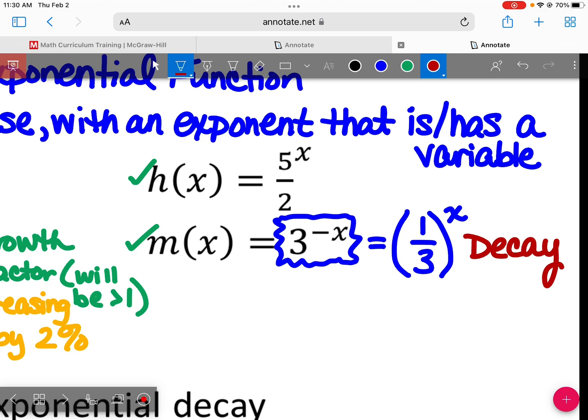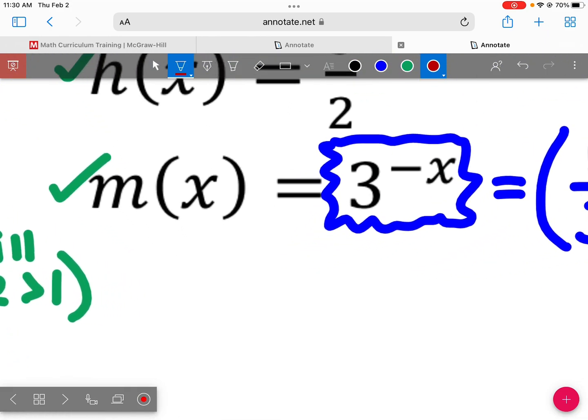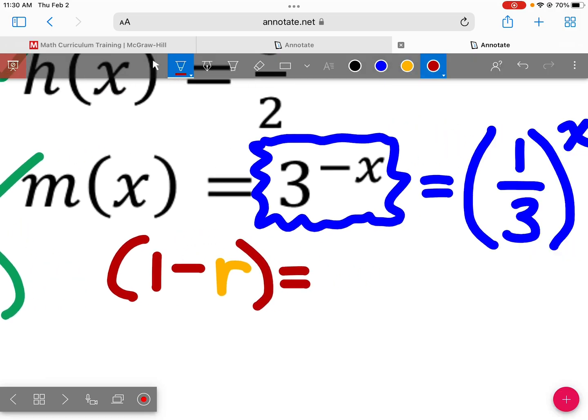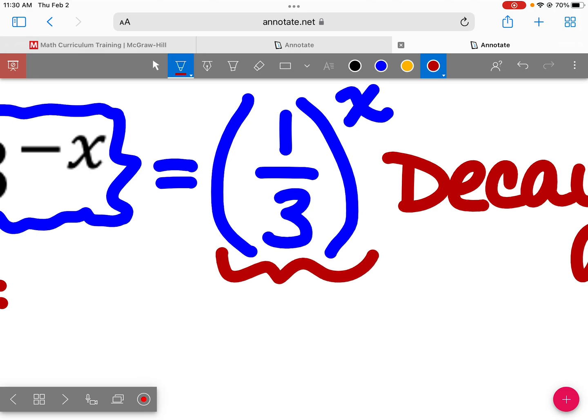What is my decay percent? We know 1 minus r would give me that decay factor right here.